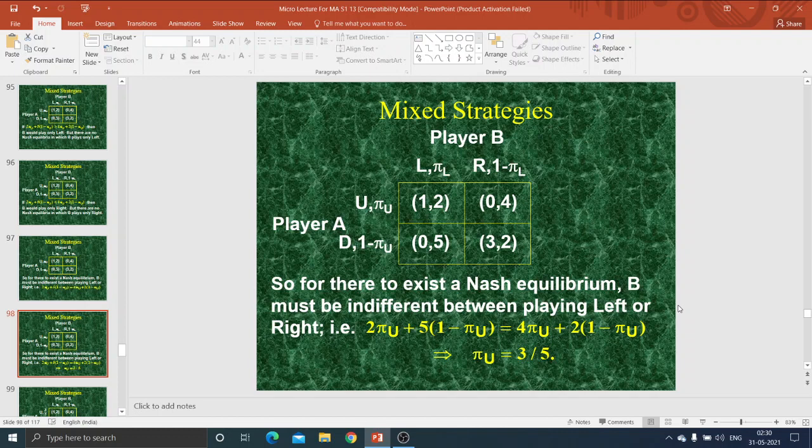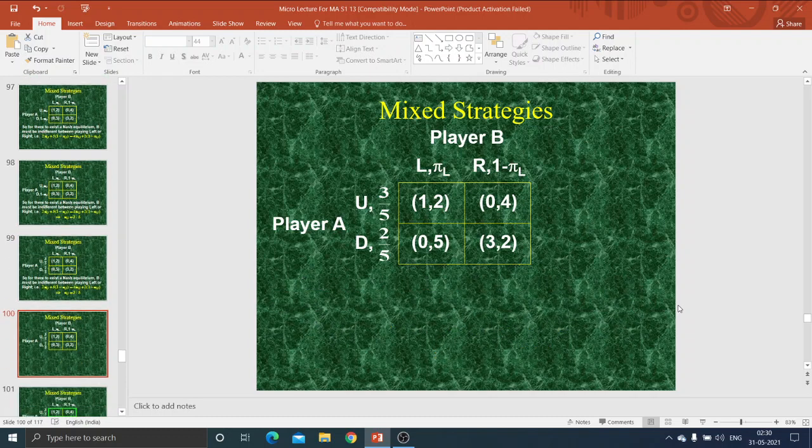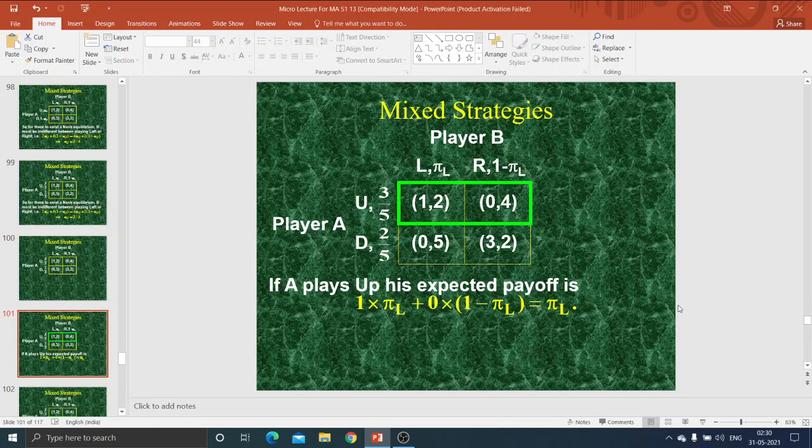Now we can recalculate the same: 3 by 5 is your probability of playing up, and 2 by 5 is the probability of you playing down. Now the same can be applied for the left and right strategy.